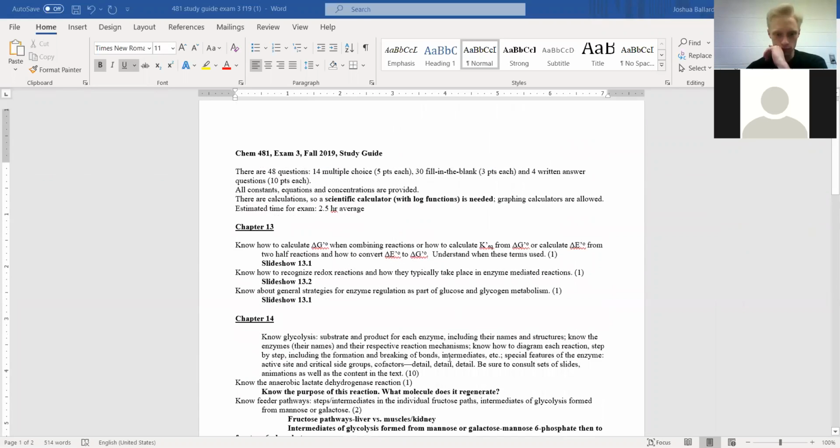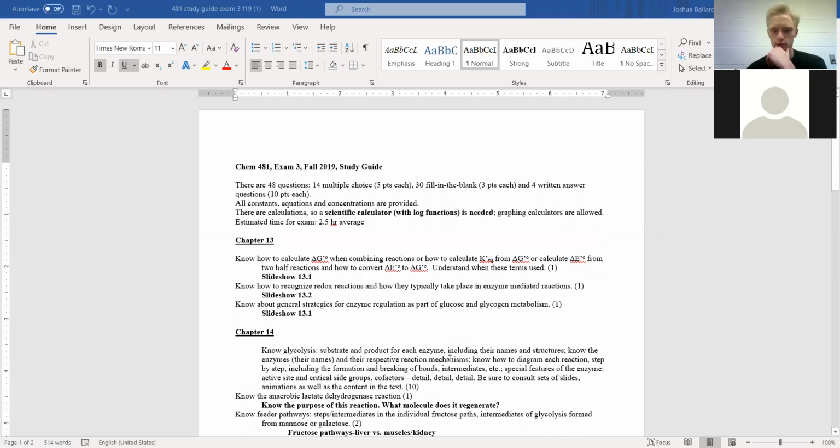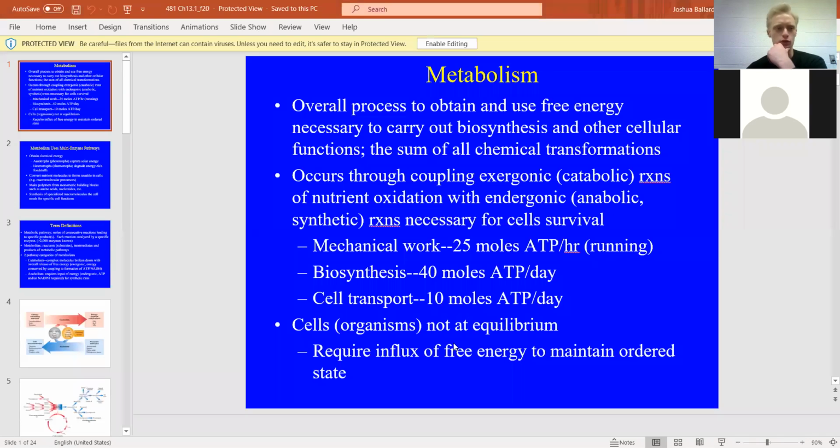Starting out with a real brief intro to chapter 13. First, what I want you all to know is, according to at least the study guide, the format will be the same for the test. There'll be 14 multiple choice, 30 fill in the blank, and 4 written answer questions.